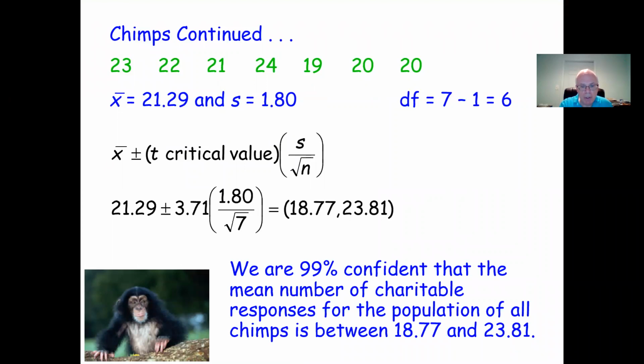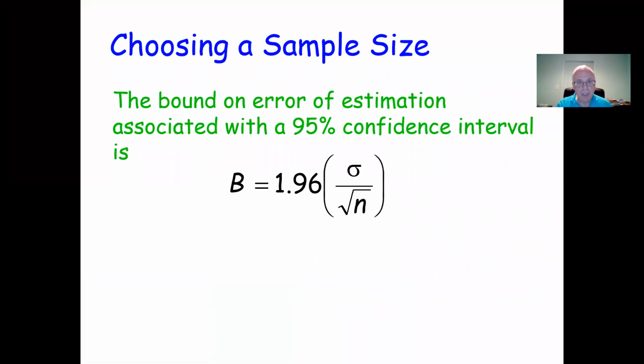And then the interpretation is we're 99% confident that the mean number of charitable responses for the population of all chimps is between 18.77 and 23.81. Now, what if we wanted to find, just like we did for proportions, the minimum sample size for a study where we're estimating a population mean instead of a population proportion?